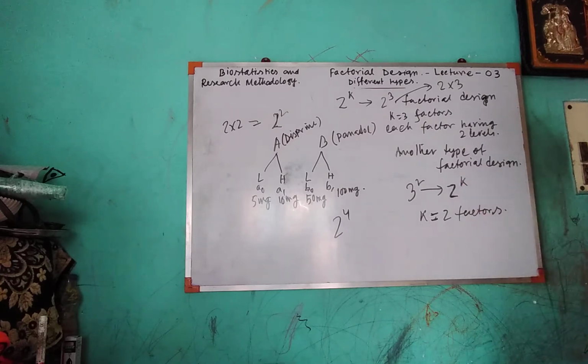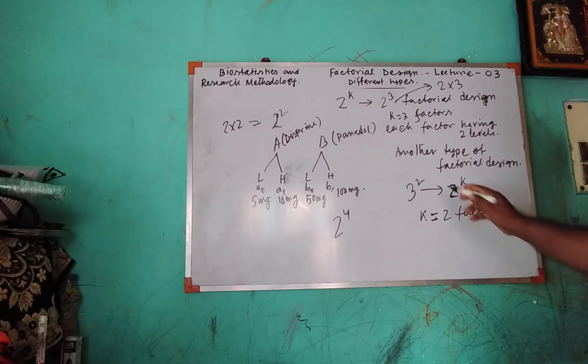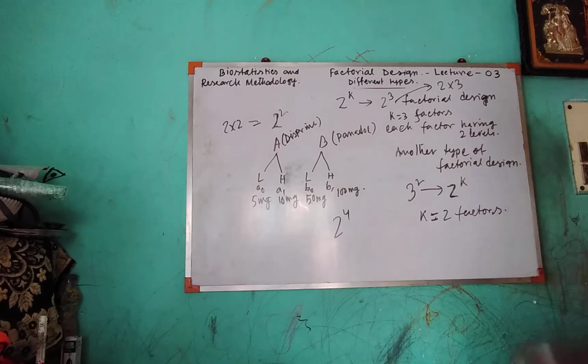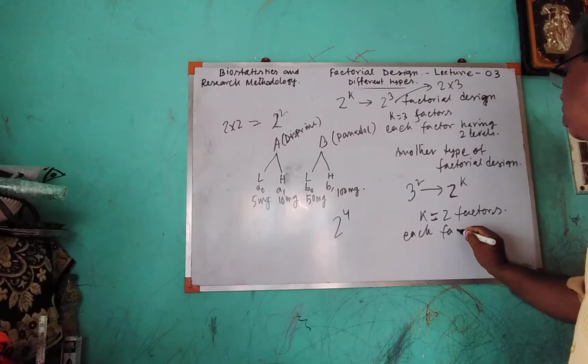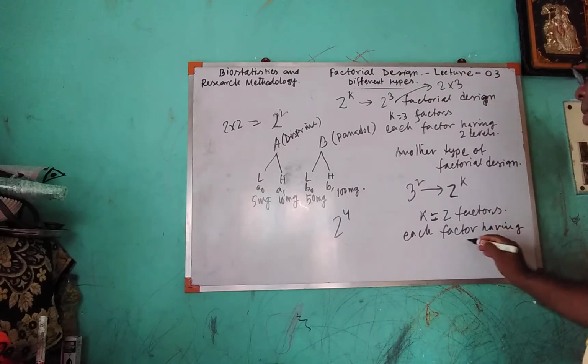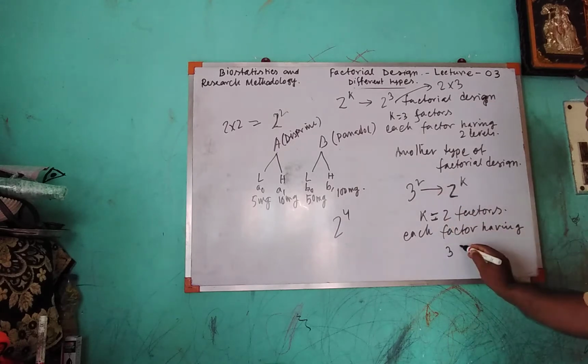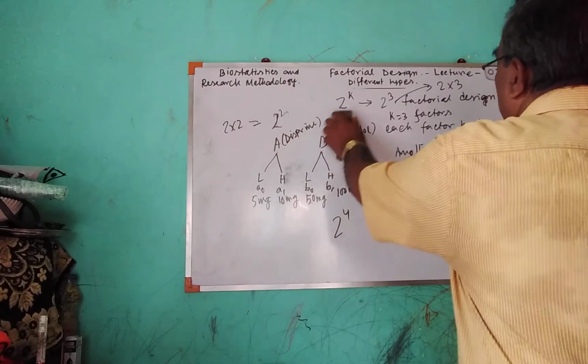What do you mean by Z to the power k? There are Z factors, each factor having Z levels. So 3 square means there are 2 factors, each factor having 3 levels. Here is 3, so 3 levels. Say each factor having 3 levels.